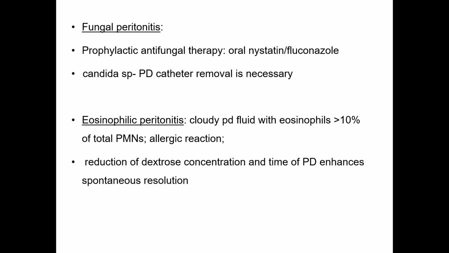Eosinophilic peritonitis can be diagnosed with cloudy PD fluid with eosinophils more than 10% of total polymorphonuclear cells. It is a form of allergic reaction. So what is the treatment of eosinophilic peritonitis? Generally, wait and watch is done, and also reduction of dextrose concentration and time of peritoneal dialysis enhances spontaneous resolution.